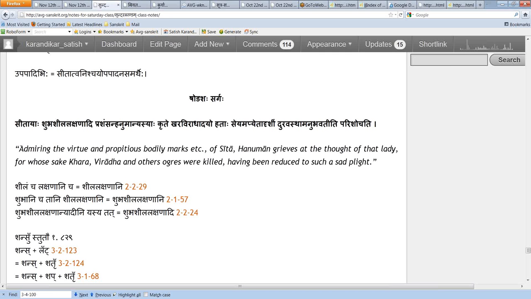Admiring, prashamsan, the virtue and propitious bodily marks, etc., shubhashila lakshanadi, of Sita, Sitayaha. Subhashila is the virtue, good conduct. Hanuman grieves, parishochati, at the thought that this lady, sa iyam, is this very one, for whose sake Khara, Viradha and others, karaviradhadayaha, the rakshasas were killed.